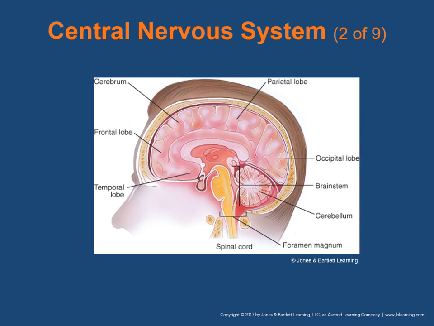This figure shows the parts of the brain. So it not only shows the brainstem, which you see extending out of the bottom of the brain at the base, but it also shows the foramen magnum, which is the large opening at the base of the skull, and it also denotes the occipital lobe, parietal lobe, cerebral, frontal lobe, and the temporal lobe. So make sure that you commit these sections of the central nervous system and the brain to memory.